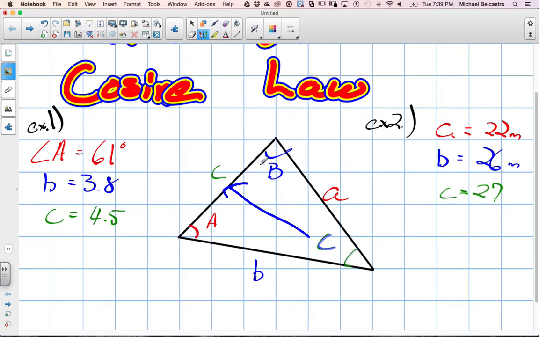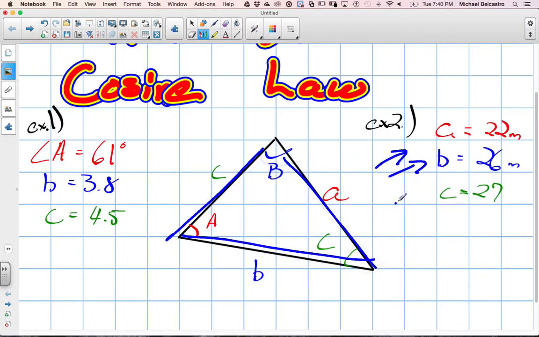There are really just two reasons you can use cosine law. It's when you have two side measurements and the angle contained between them. If I have this side, this side, and the angle contained, I would use cosine law, and that goes for this relationship here and this one here. Or if we have all three sides, which is our second example here, that's also when you'd use cosine law. So either a contained angle or all three sides. Otherwise, you're probably using sine law to solve.